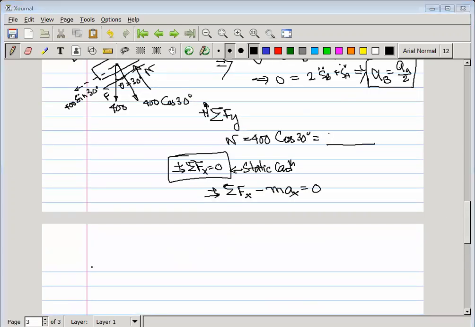See, right, mass is 400, acceleration is given how much? Sine 30 degree along the x direction, 400 sine 30 plus 0.5 into N minus 2T. Is it okay? Up to this, is it okay?